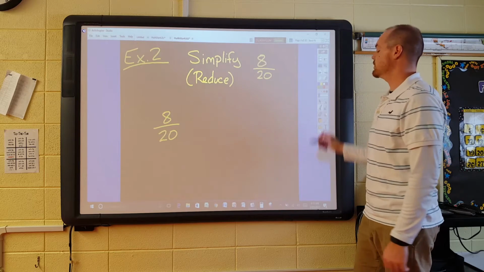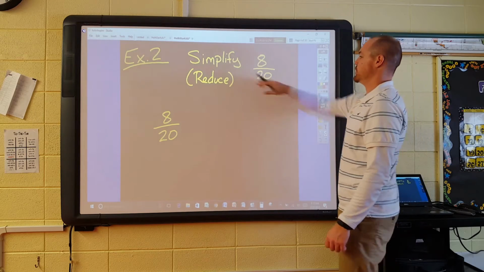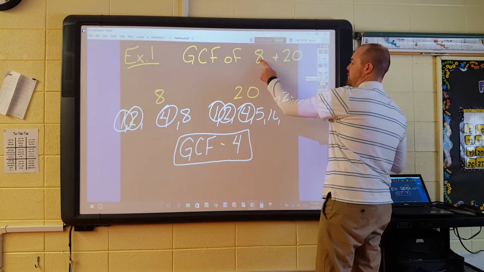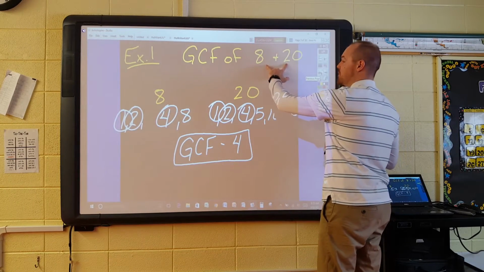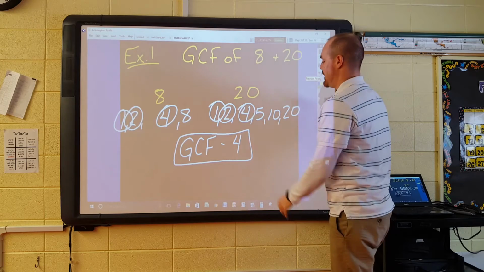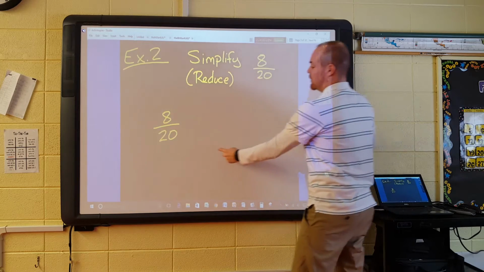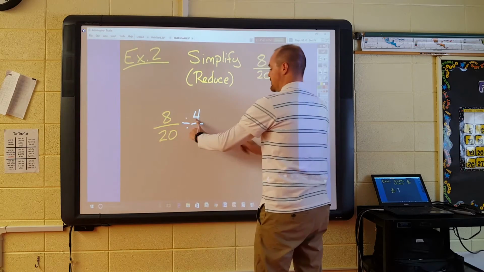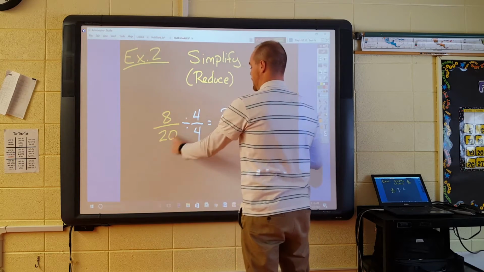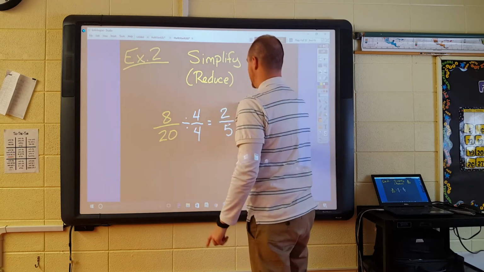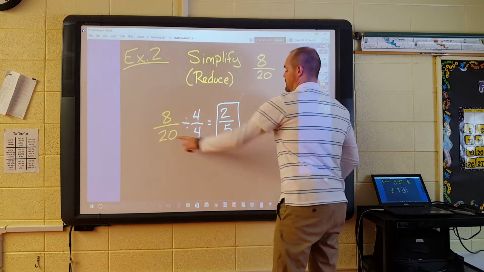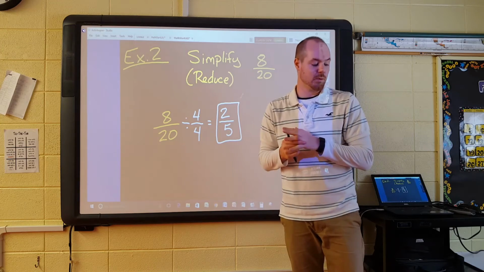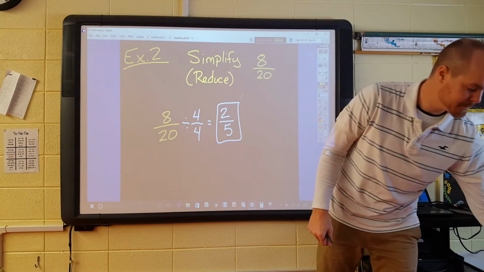For example 2, we're supposed to simplify or reduce the fraction 8/20. That's why we found the greatest common factor of 8 and 20, because now we just take that greatest common factor and divide both terms by it. 8 divided by 4 is 2, and 20 divided by 4 is 5. So this fraction 8/20 simplifies to 2/5. And that's your answer for example 2.